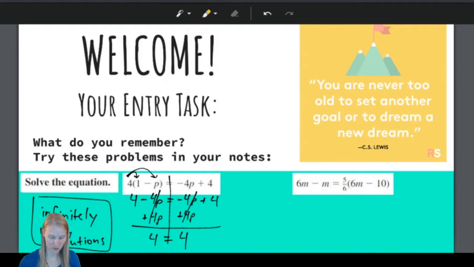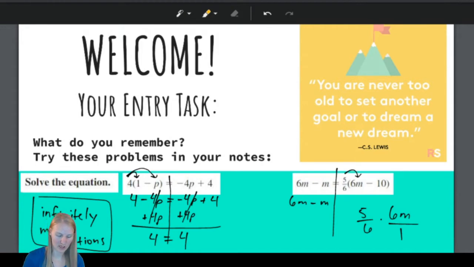All right, next problem. Parentheses first, always. So we're going to write down 6m minus 5/6 times 6m. Now remember that when you are multiplying by a fraction, you can just put the 6m over 1, because remember, anything divided by 1 is just itself. So if we put a 1 underneath it, we're not changing it at all.